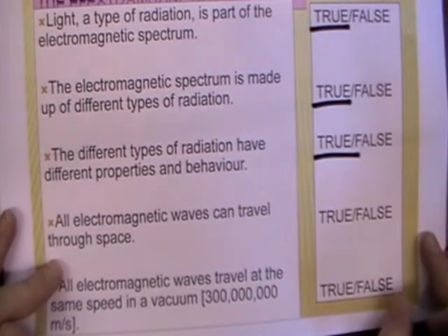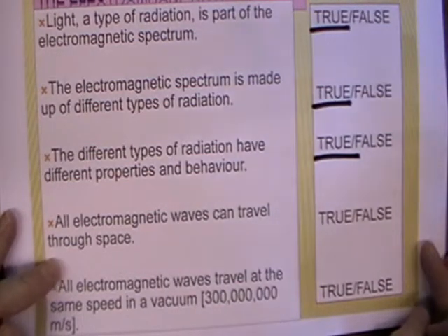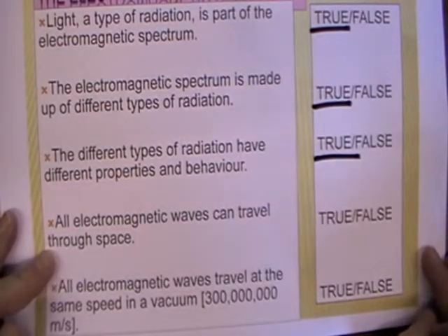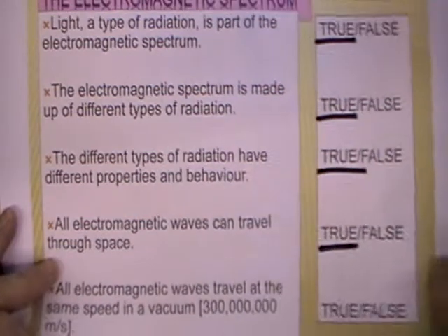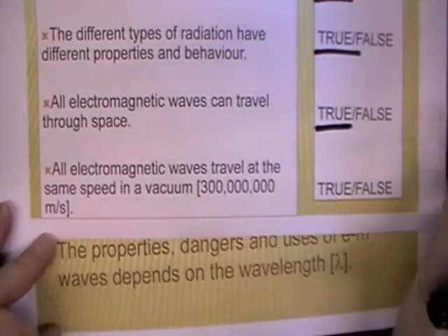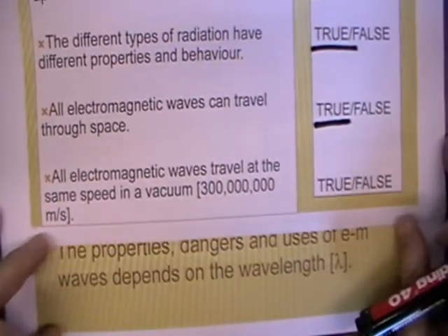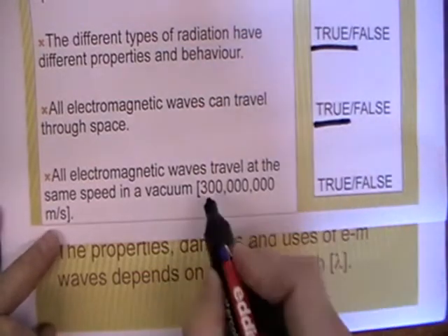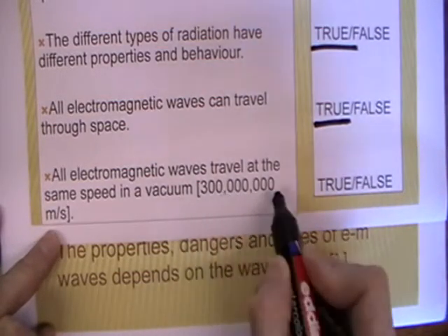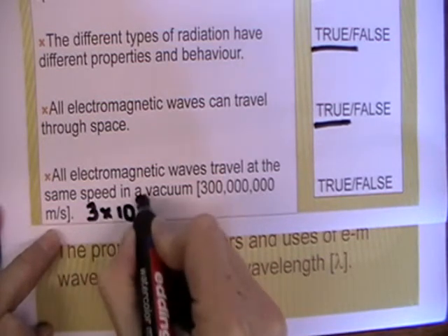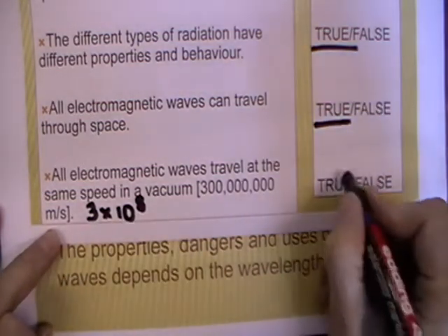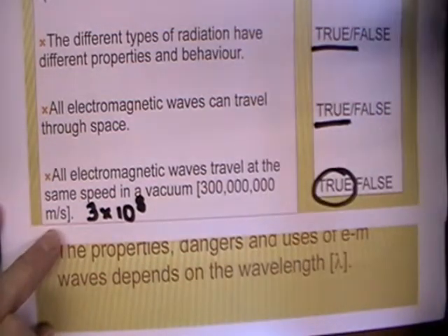All electromagnetic waves can travel through space. Now, if we think about light, we know that that is true because light is an electromagnetic wave and it can travel through a vacuum to get to us. So that's also true. And then the last one, all electromagnetic waves travel at the same speed in a vacuum. And that's the speed of light. That's 300 million metres per second, or 3 × 10⁸ is another way of writing it in standard form. And that's also true.